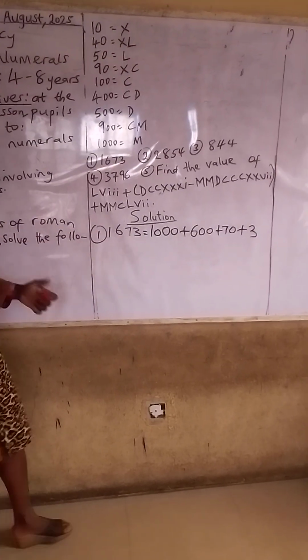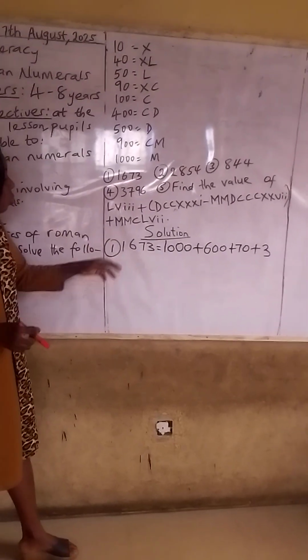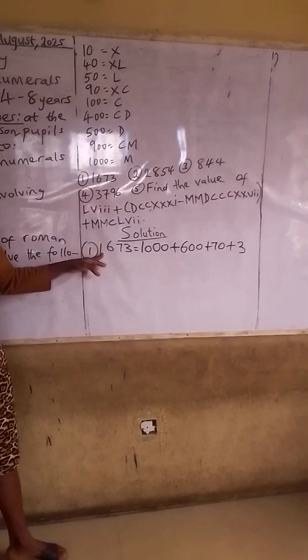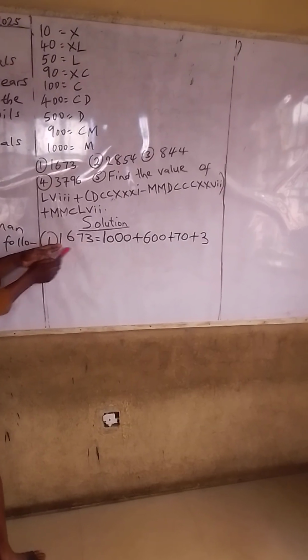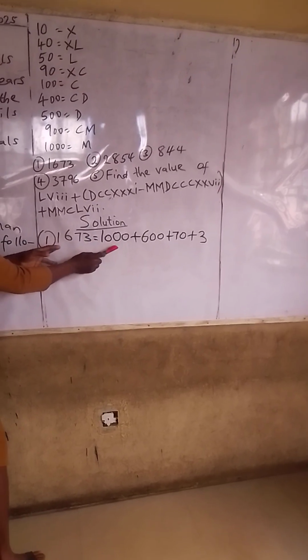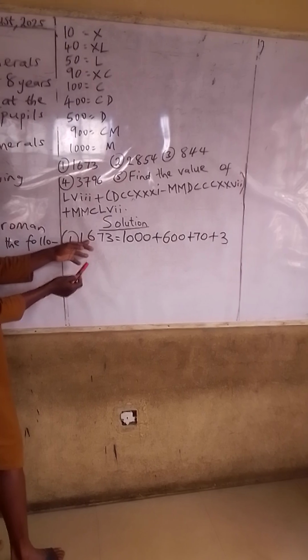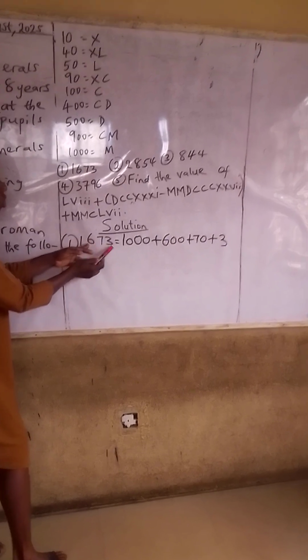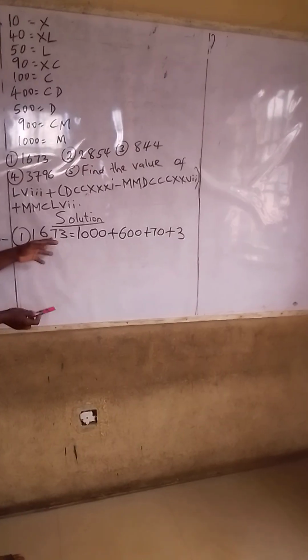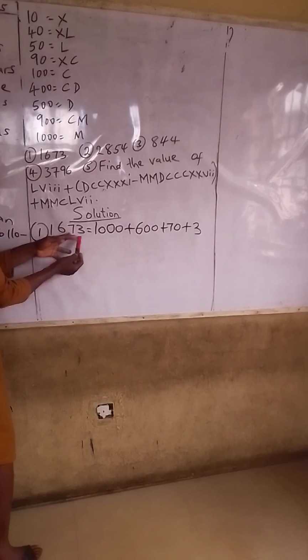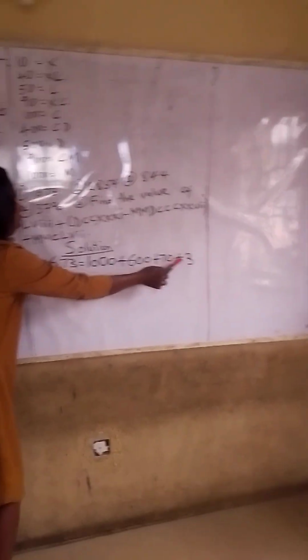I will explain again. For you to solve this equation, the first thing you will do is to write the first figure, which is 1. After writing 1, turn every other figure there to 0. That's why you have 1,000 here. Now when you're done, go to 6. After writing 6, turn the other two to 0. We have 600. Then go to 7 and turn the last figure there to 0. We have 70 plus 3.